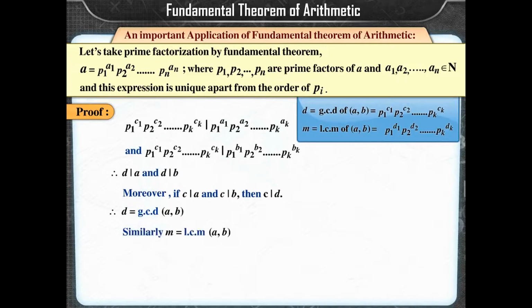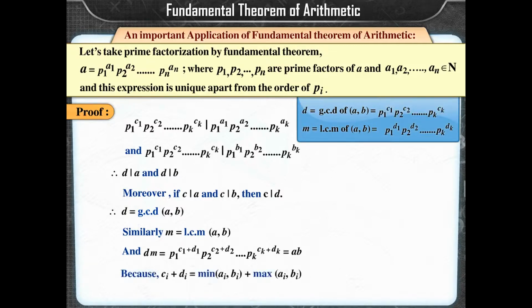Similarly, M is equal to the LCM of A and B, and D times M is equal to p1^(c1+d1) × p2^(c2+d2) up to pk^(ck+dk), which is equal to A times B, because ci plus di is equal to the minimum of ai and bi plus the maximum of ai and bi, which is equal to ai plus bi. Therefore, LCM of A and B times GCD of A and B is equal to A times B.